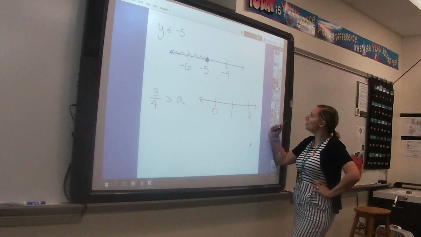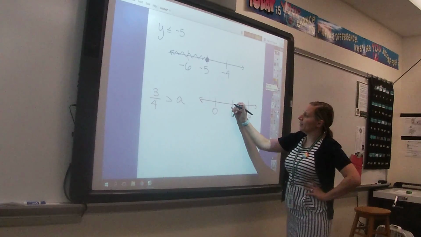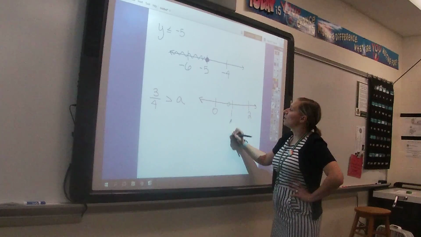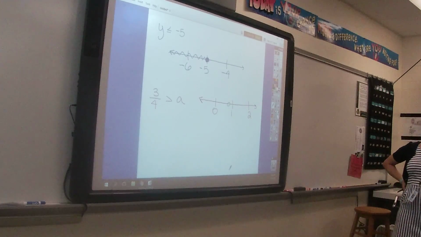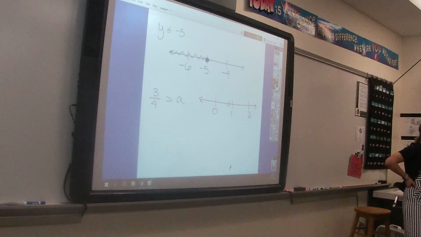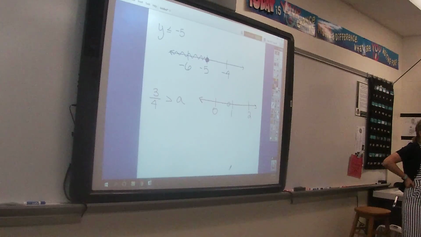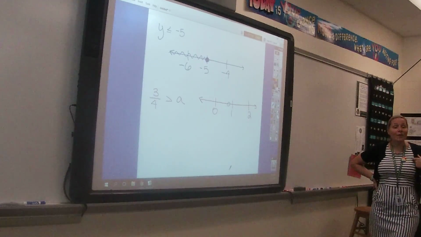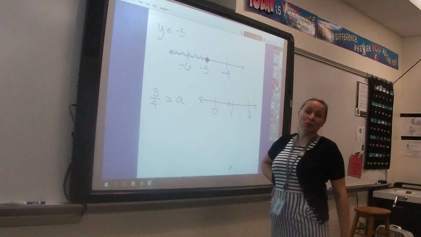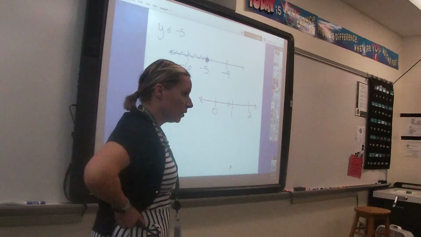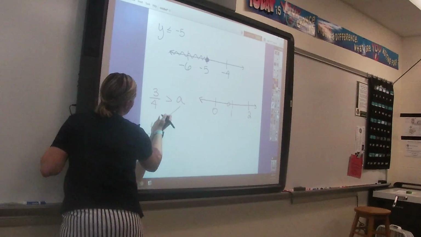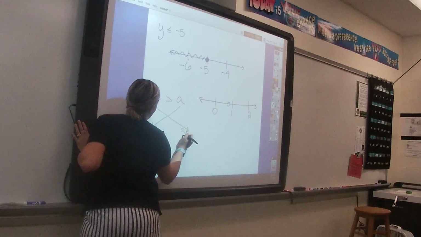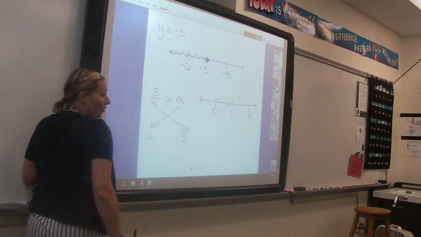Open or filled in circle? Open. Wait, can we make a little notch there? Yes, if you want to. Is the variable first? No. So if we want to go by our graphing rules, we're going to have to rewrite this with the variable first. Which means we want this variable to be over here, and we want 3/4 to be over here.